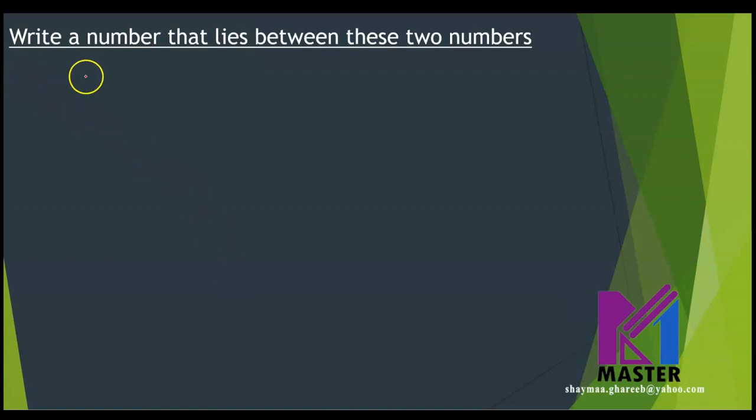Now, let's have some questions. Write a number that lies between these two numbers. I have 7.6 and 7.7. Do you remember what we do? We add zeros to both numbers like this. So I can write any number in between. I can write 7.61, 7.62, 7.63, and so on. Any number till 7.69. So I wrote here 7.68.